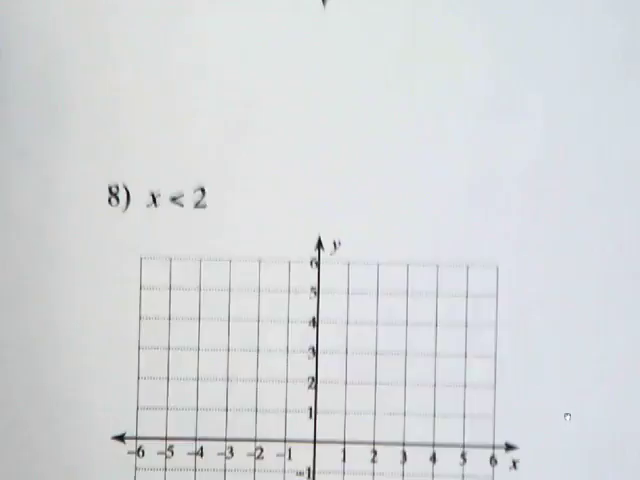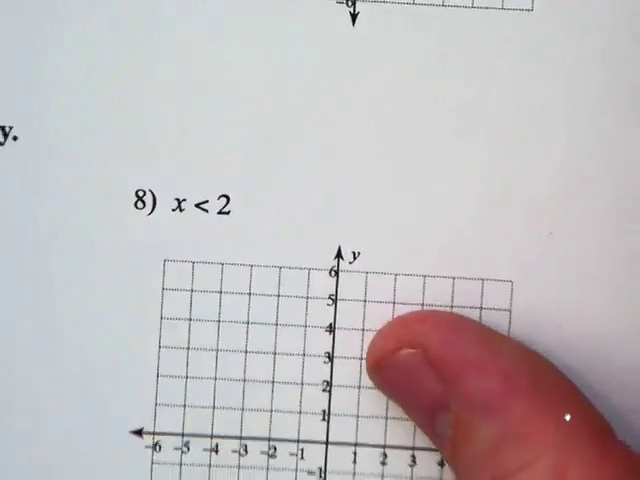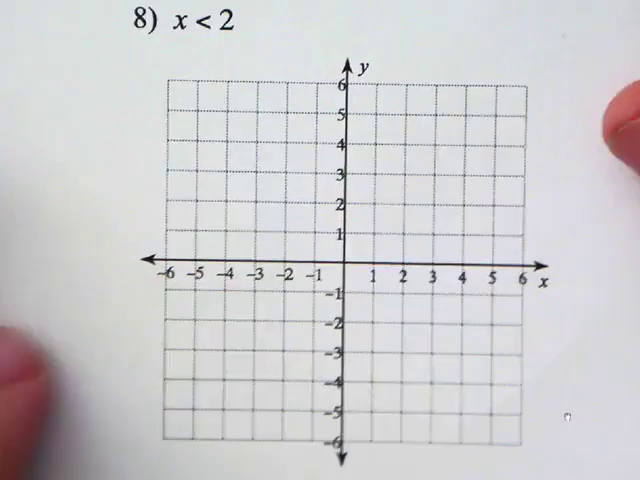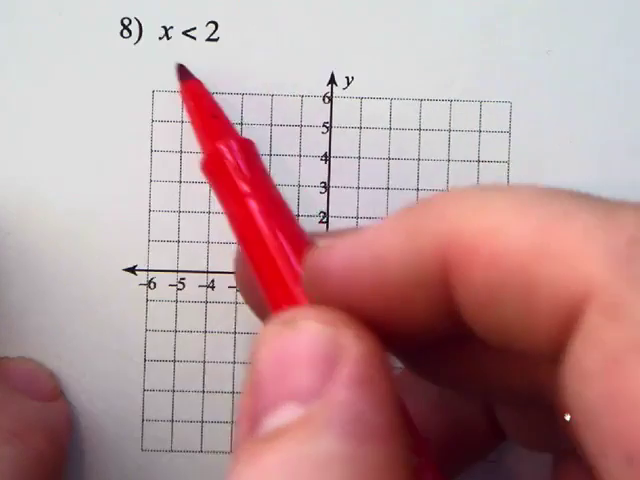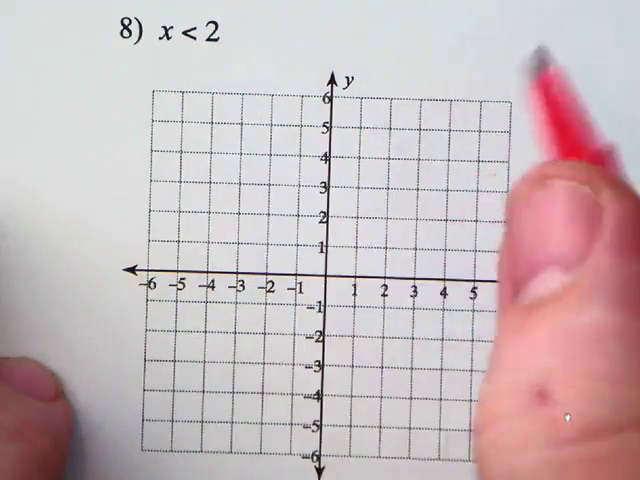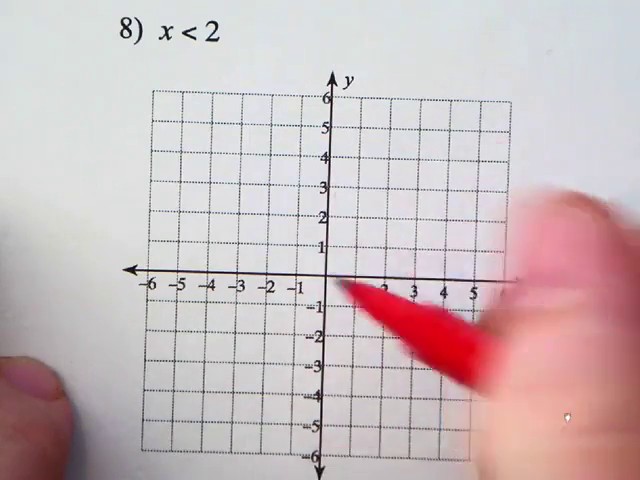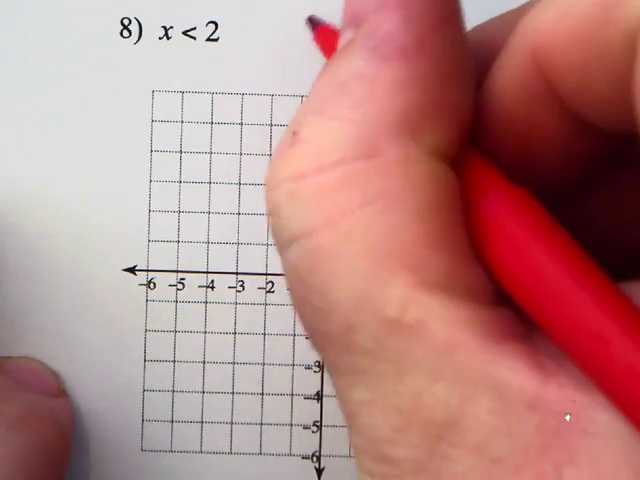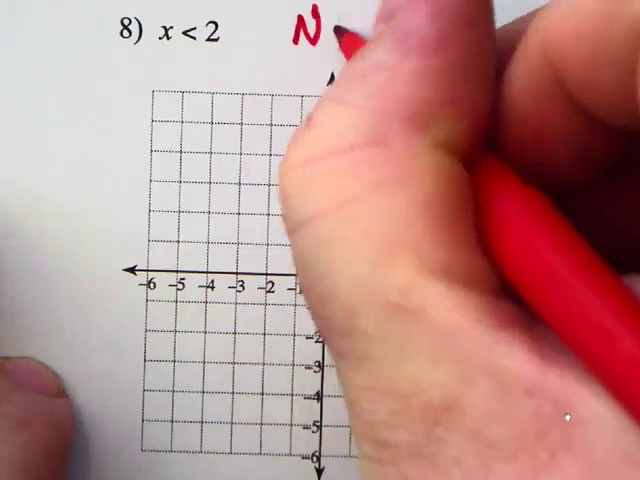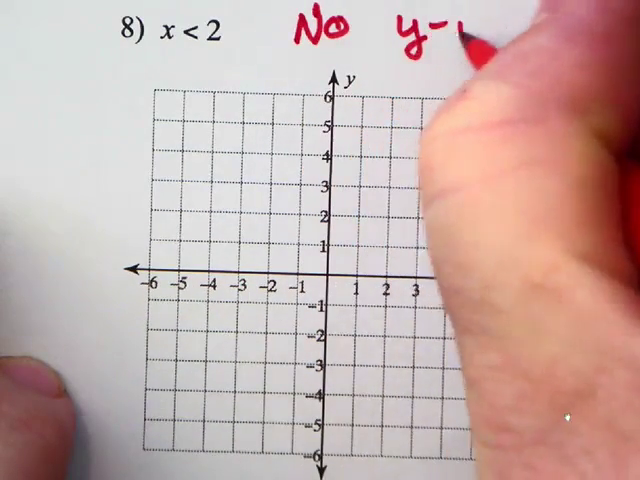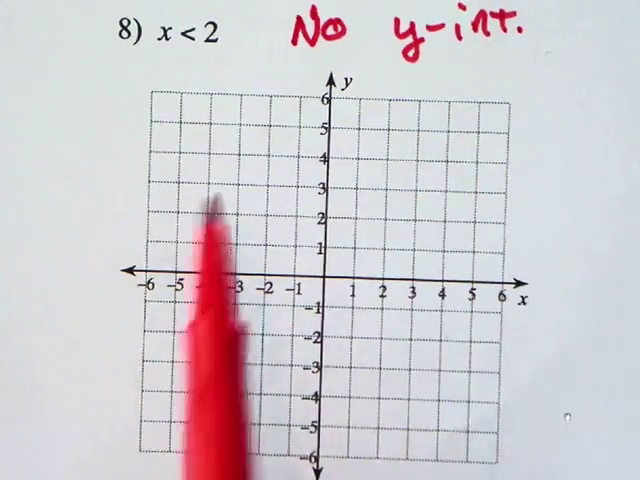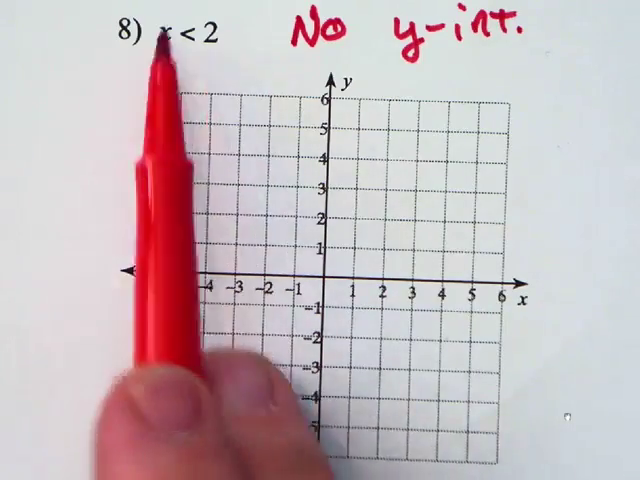X is less than 2. Now, with x is less than 2, we're missing a big piece right here. We're missing a y. That tells us that it will never, ever cross the y-axis. So that means there is no y-intercept because there is no y in the inequality.